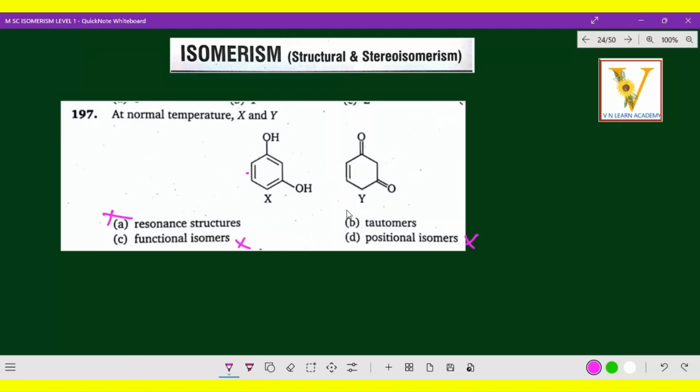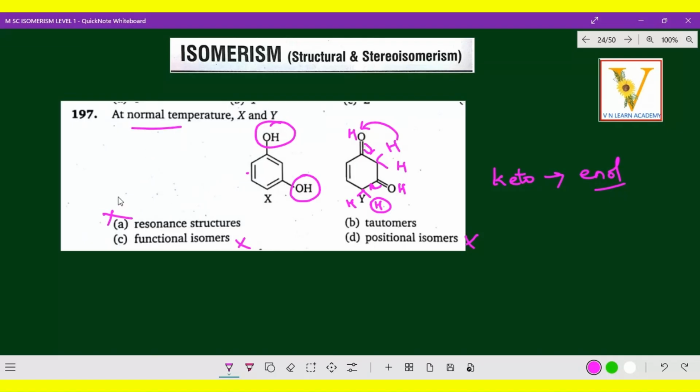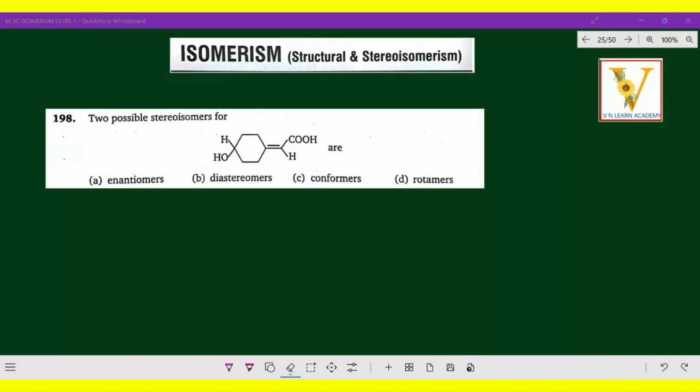How are tautomers possible? See, for example, here C double bond O, and here C double bond O. At this point, two hydrogens are available, so this is an alpha hydrogen, and this side also you have an alpha hydrogen. When it is converted, with the transfer of electrons, this hydrogen is going to attach, and the same way on the other side. So the OH has changed, and naturally you will get a hydroxyl group. If a keto group is there, naturally you will get the enol form at normal temperature. So tautomers are the ones possible. I hope you got the clarity. Come on, let's go to the next question.